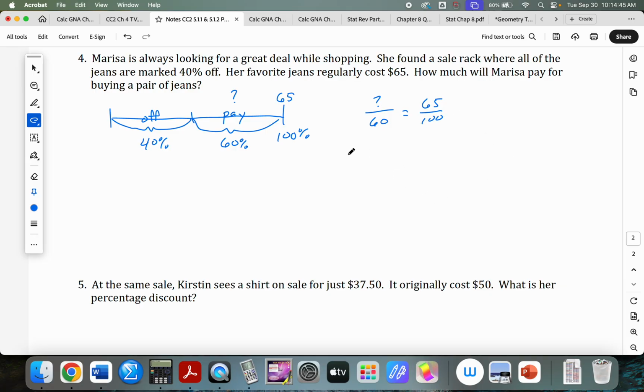Again, we'll reduce. What are both of those evenly divisible by? 5. Let's see, that's going to be 13 over 20. And then what do I need to multiply the 20 by to get 60? 3. So it's 39 over 60. So she's going to pay $39.